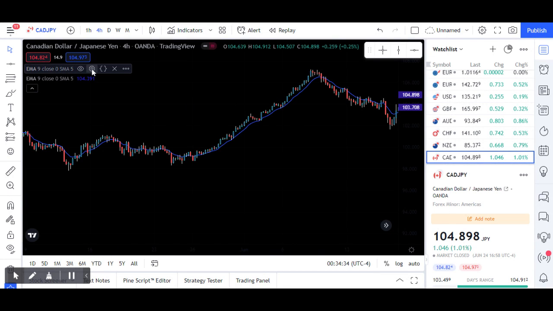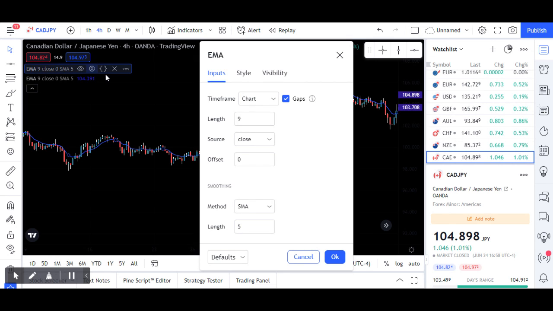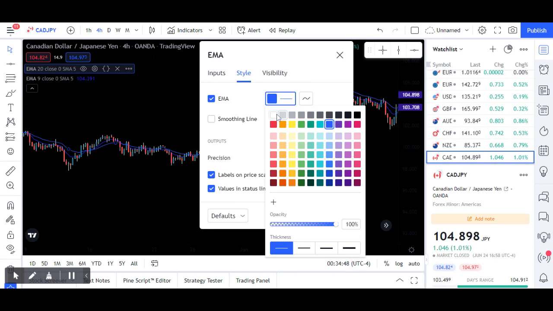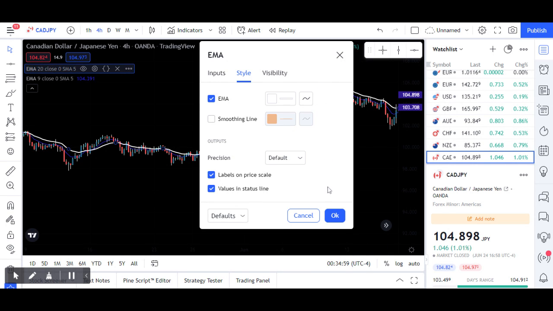And the settings for the first one, we're going to change the length to 20. And for the style, I like to change the colors to white and yellow. So the first one I'll make white. I'll increase the thickness a bit. You can use whatever colors you want. I just prefer white and yellow.